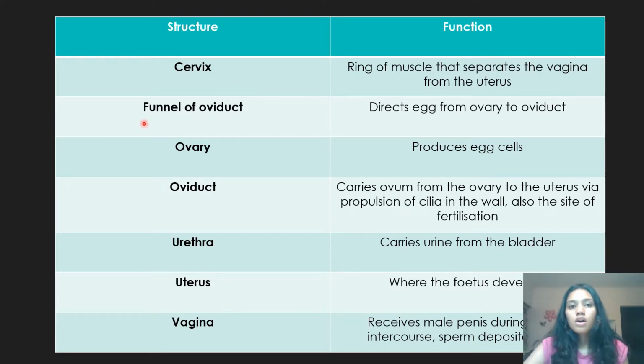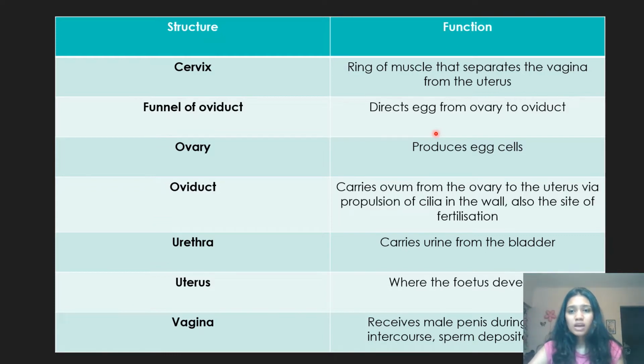Okay. Then the funnel of the oviduct, where this is the ovary, this is the funnel. Okay, sorry, this is the funnel. So basically, it directs eggs from the ovary to the oviduct. It's the funnel of the ovary, not the oviduct. It directs eggs from the ovary to the oviduct. Okay, that's all it does. I've never seen this in any past paper. I've only seen this in my textbook.